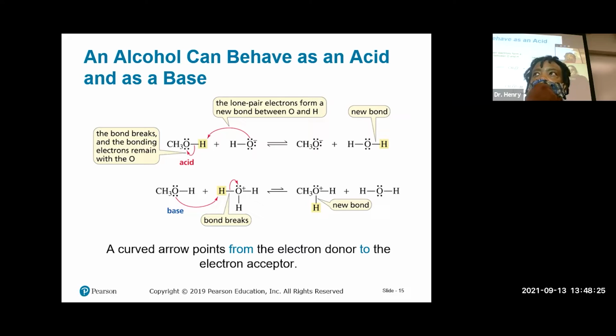So the acid is the electron acceptor. The base is the electron donor. Make sense? So I know, and it's weird.